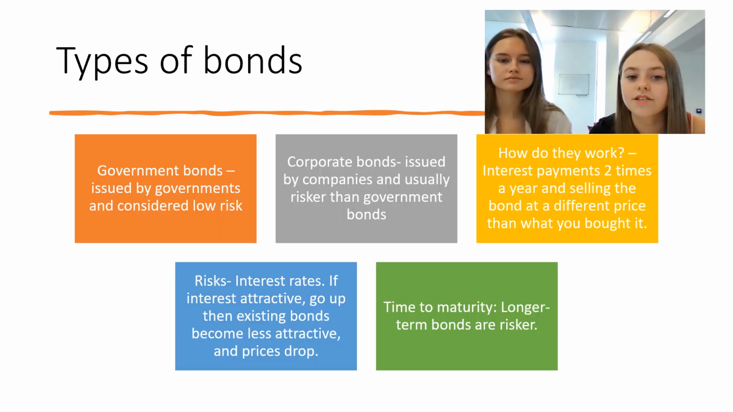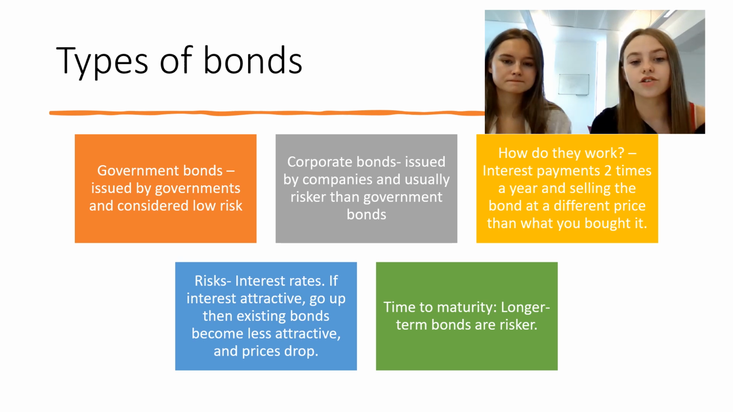So here is a comparison between the types of bonds. Government bonds are issued by governments and they're usually considered low risk, and corporate bonds are issued by companies and they're usually considered riskier than a government bond would be. For an investment, they would work by giving an interest payment twice a year, so it'd be a steady income, and you'd also sell it at a different price at the end of the bond.